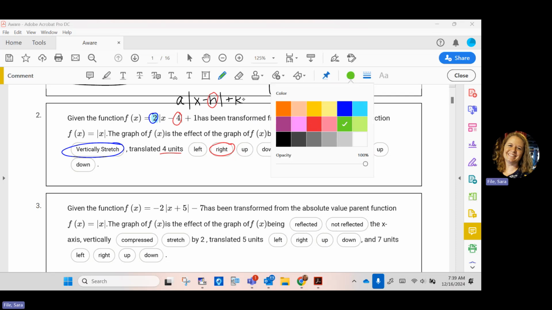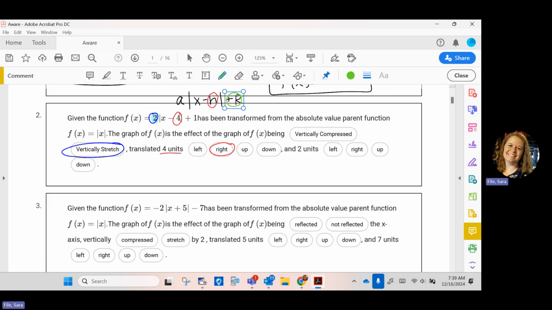Okay, and then your K on the outside is your vertical shift. So this is a plus 1. So this is going, this is another typo. Let me fix that. That should be a 1. That might have been confusing. It's 1 unit up. Okay, so a couple typos I'll need to fix in Aware.